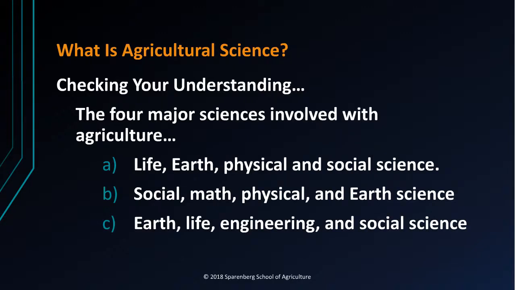Multiple choice. The four major sciences involved with agriculture include A, life, earth, physical, and social, or B, social, math, physical, and earth, or C, earth, life, engineering, and social. The correct answer is A, life, earth, physical, and social sciences are the four main sciences.